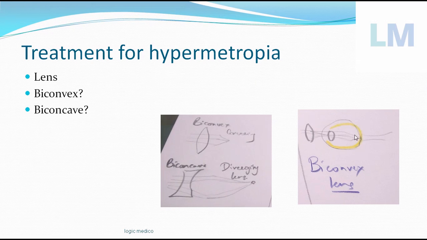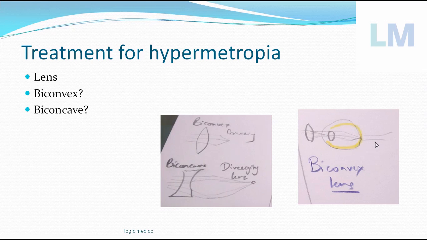When you give biconvex lens, what happens? The eyeball is already shrunken, so the converging lens will converge the rays of light further. We have one more biconvex lens inside our eyeball that will also converge. So both the refractive powers will add up and ultimately the image is formed on the retina. So therefore in hypermetropia we have to give biconvex lens.